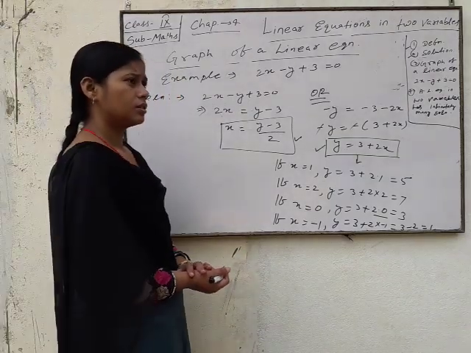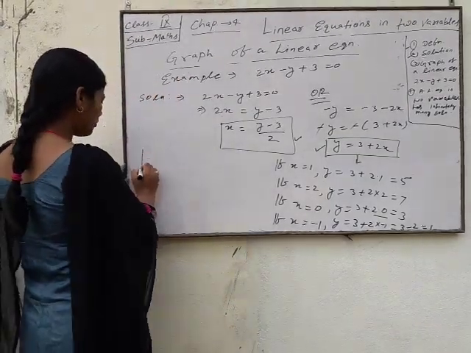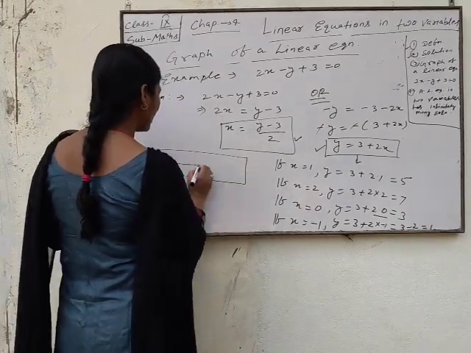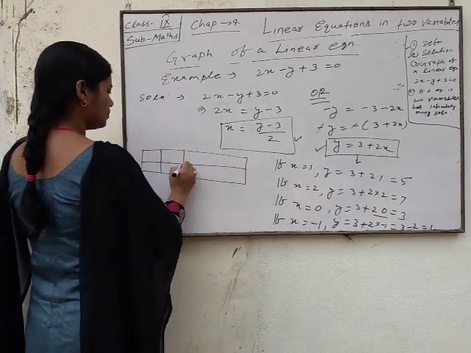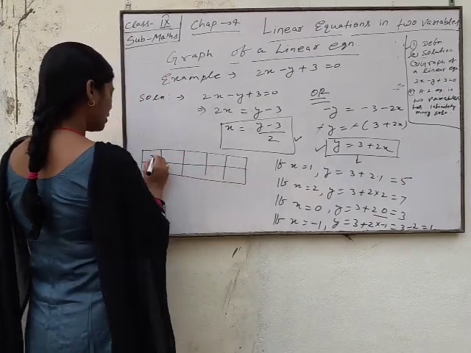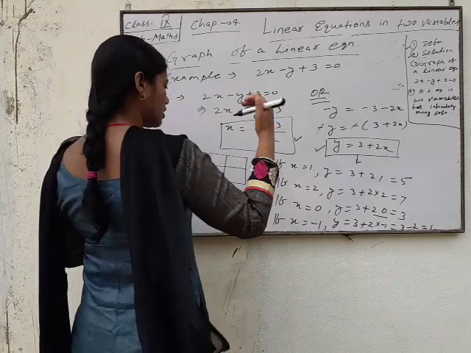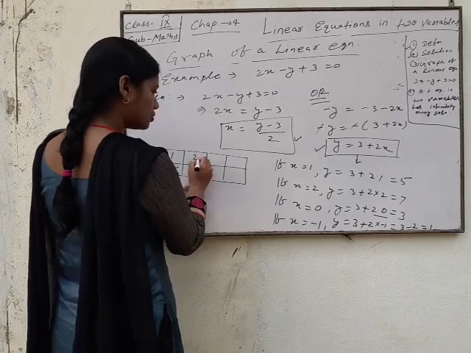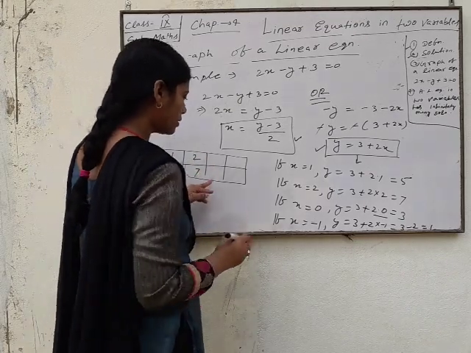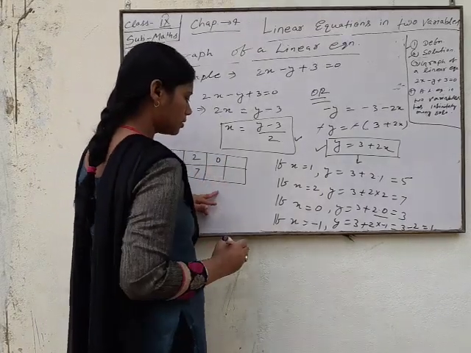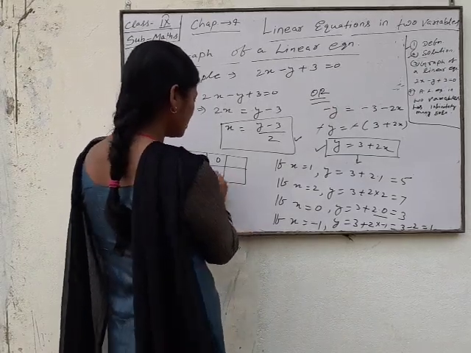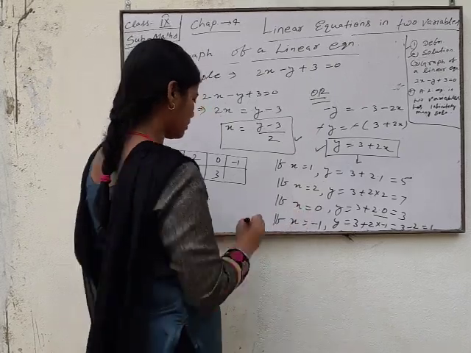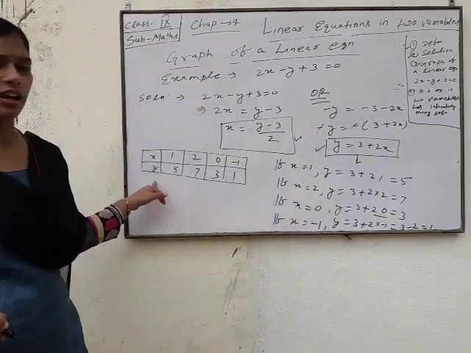Now, we will draw a tabulation for values of x and y. x, y. Here x equal to 1, so y equal to 5. x equal to 2, so y equal to 7. x equal to 0, then y equal to 3. x equal to minus 1, so y equal to 1. This is the tabulation of x and y.